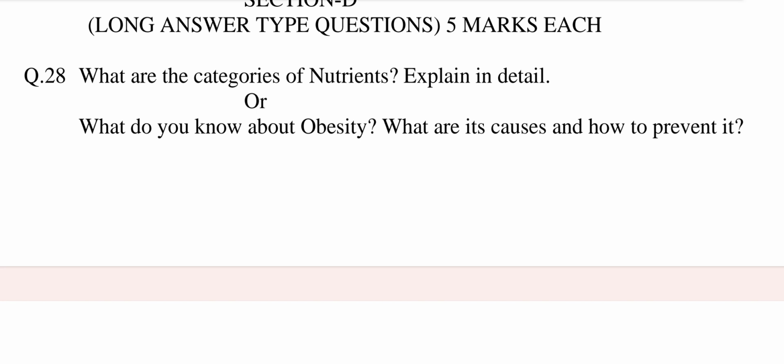The answer may be, there are more than 40 different kinds of nutrients in food. They can generally be classified into the following 7 major groups. Number 1, carbohydrates. 2, proteins. 3, fats. 4, vitamins. 5, minerals. 6, dietary fiber. 7, water. Then explanation of the nutrients.